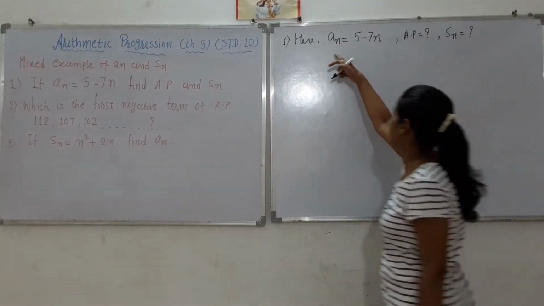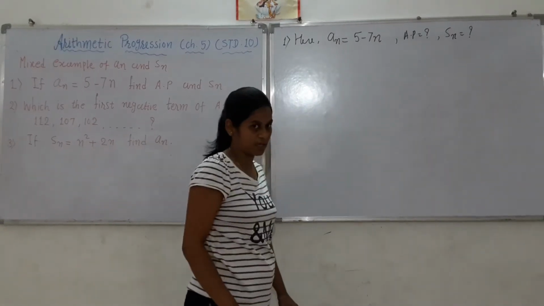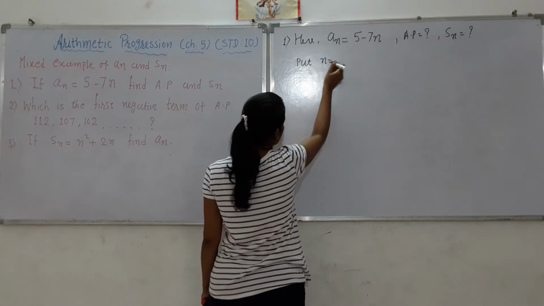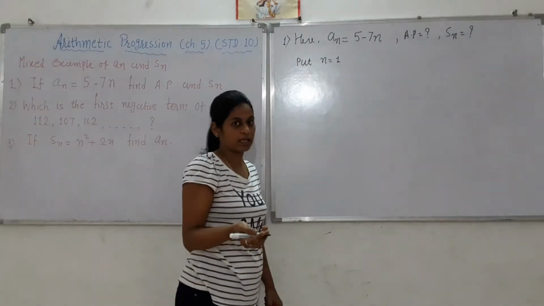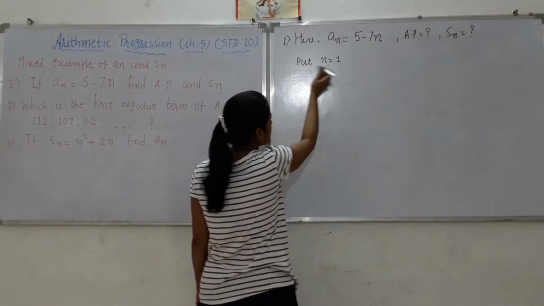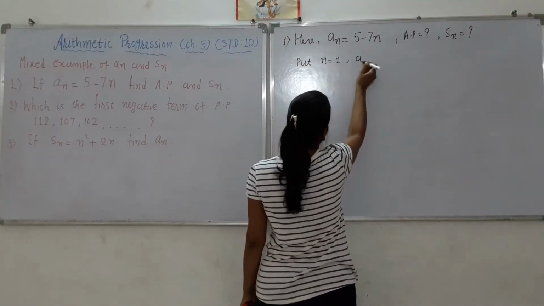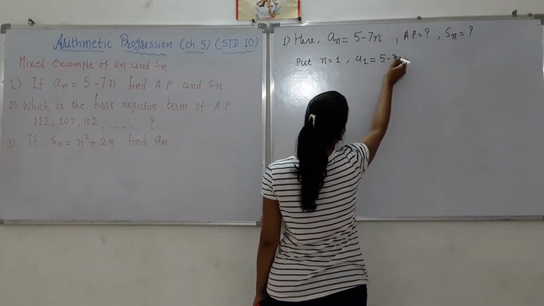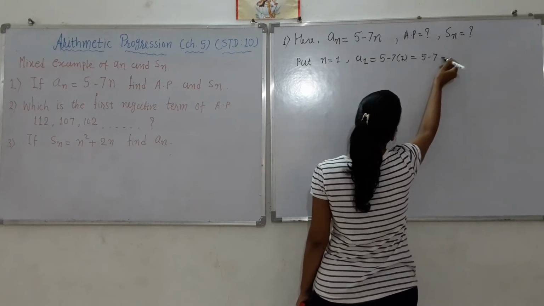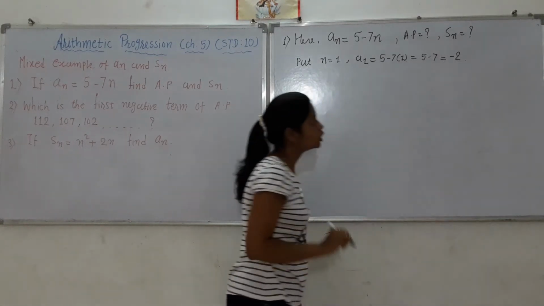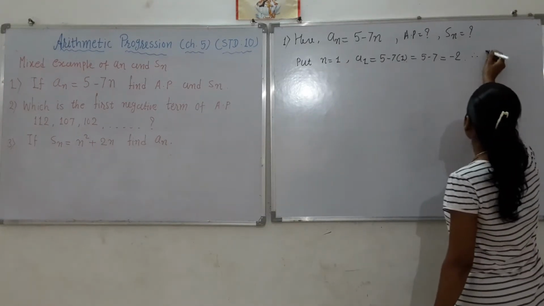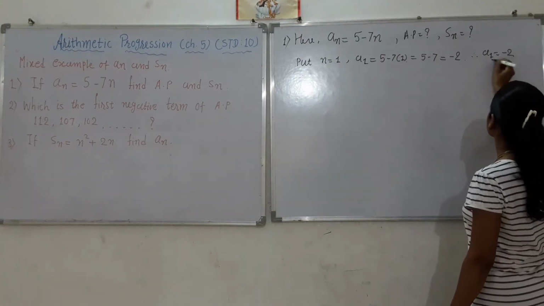So how? an is equal to 5 minus 7n. Instead of n, you should write 1, put n is equal to 1. So you can get a1, that means the first term. So put n is equal to 1. a1 is equal to 5 minus 7 into 1. So this is equal to 5 minus 7, which is equal to minus 2. So this minus 2 is your first term. So you can write a1 is equal to minus 2.